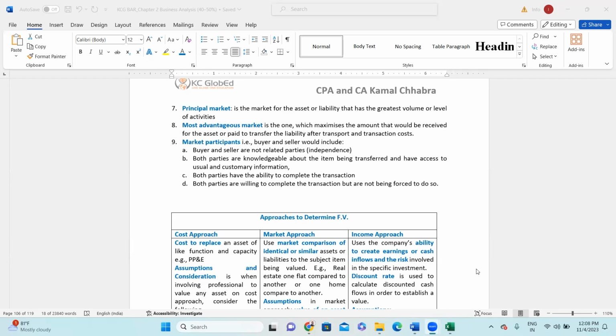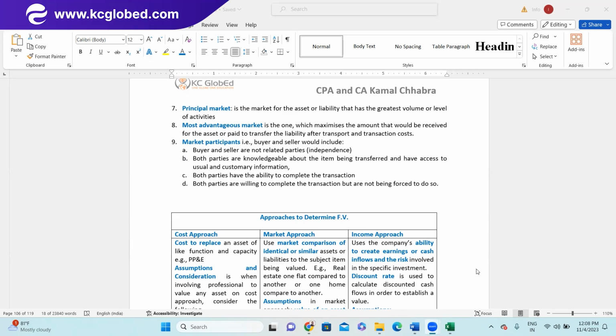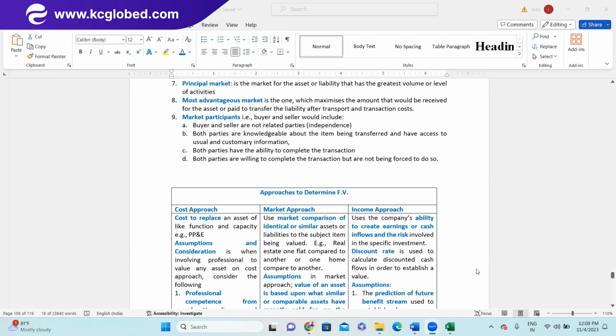So what is the difference between principal market and most advantageous market? What is principal market? We have just discussed: the one which has the greatest volume. So the market where most of the trade happens for the respective category of asset, inventory or investment. And what is most advantageous market? Where you receive the best return. Make sense? Yes, sir.